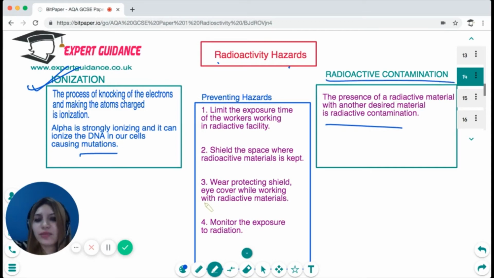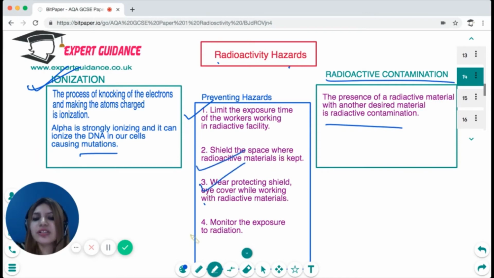Now, how can we prevent the hazards of radioactivity? We can limit the exposure of the workers in the radioactive facility. We can shield the space where the radioactive materials are kept. We should make sure of proper dumping, proper storage, and proper use of radioactive materials. We should wear an eye mask, protective shield, and eye cover while working with radioactive material.